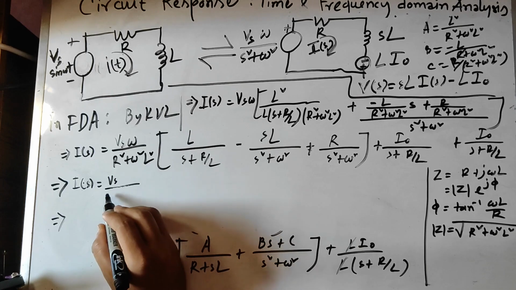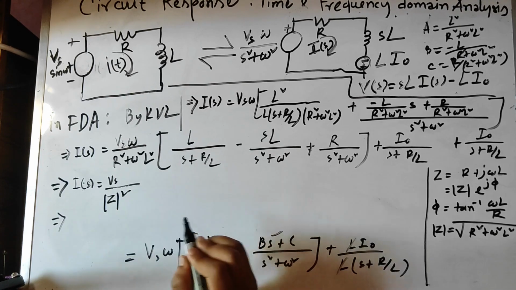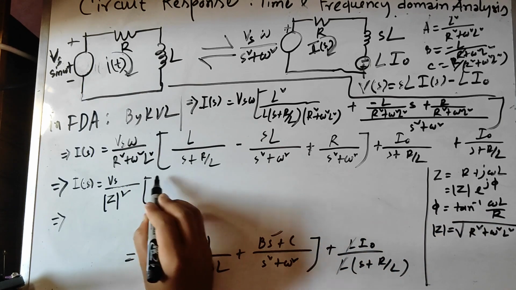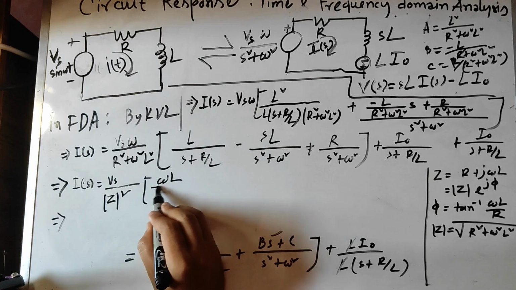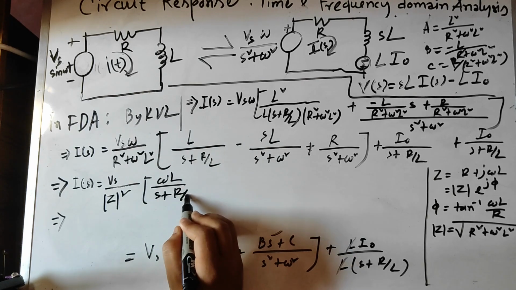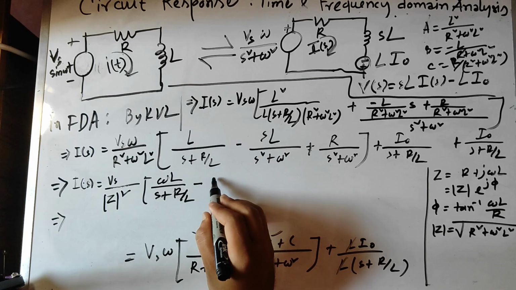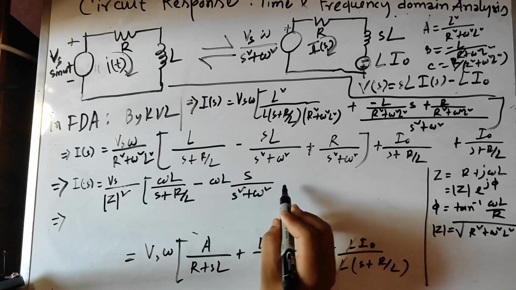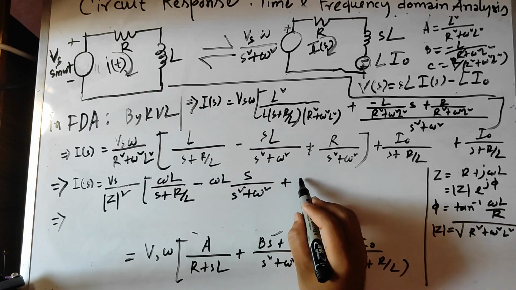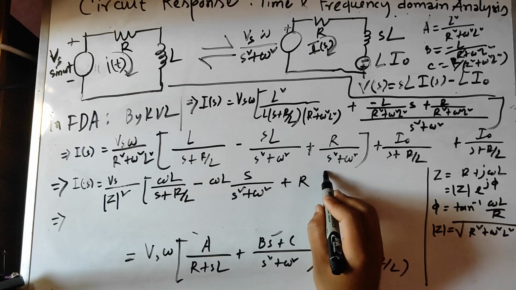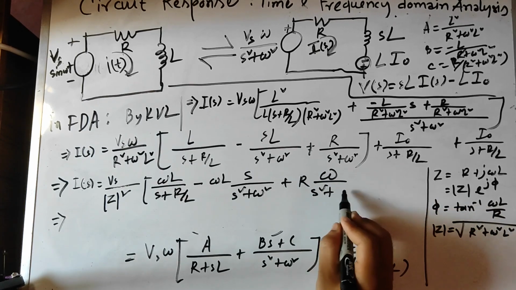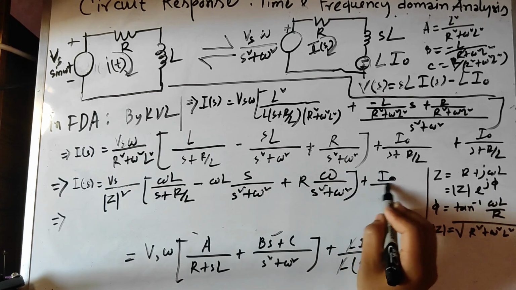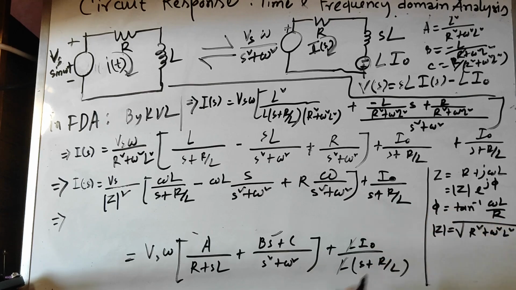So here it will be Z square, and if we take the omega inside the bracket, it will be omega L by S plus R by L minus omega L S by S square plus omega square, plus R omega by S square plus omega square, plus Io by S plus R by L.